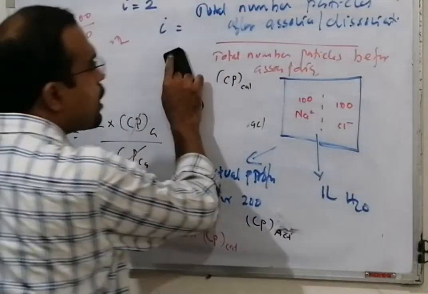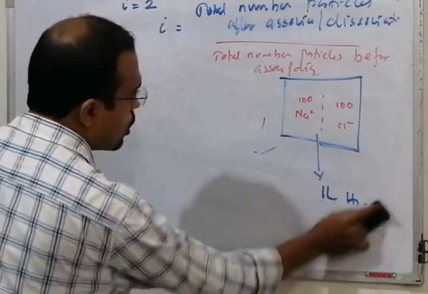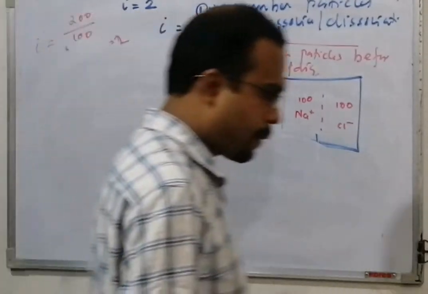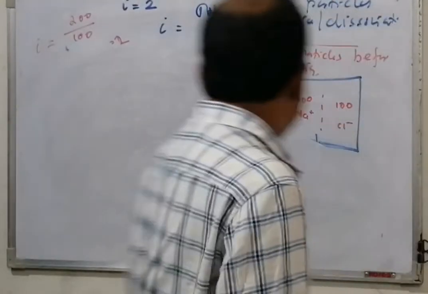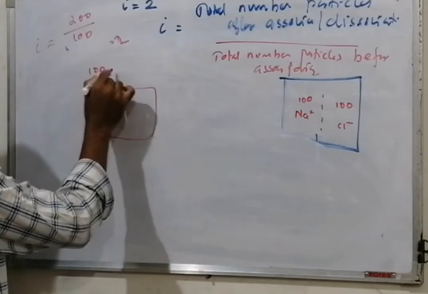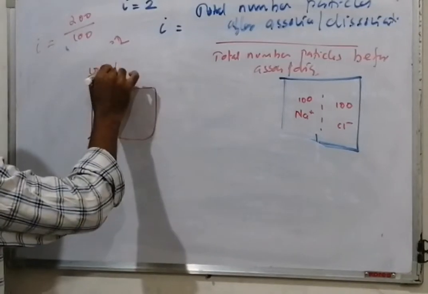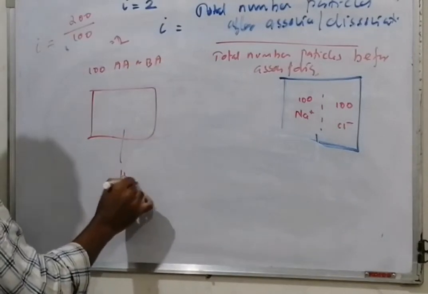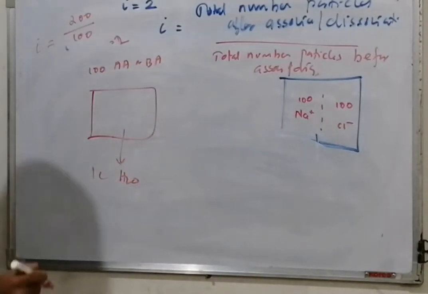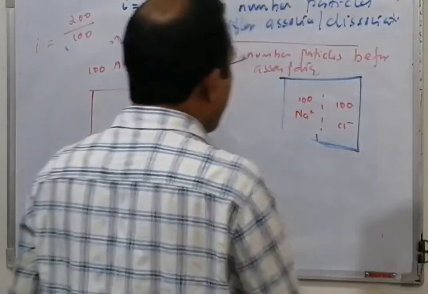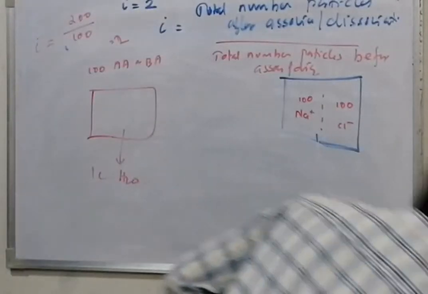This is possible in association also. I will tell you about association. Suppose you are adding 100 acetic acid or benzoic acid molecules separately in 1 liter of water. That is 100 molecules. Here you know what happens.